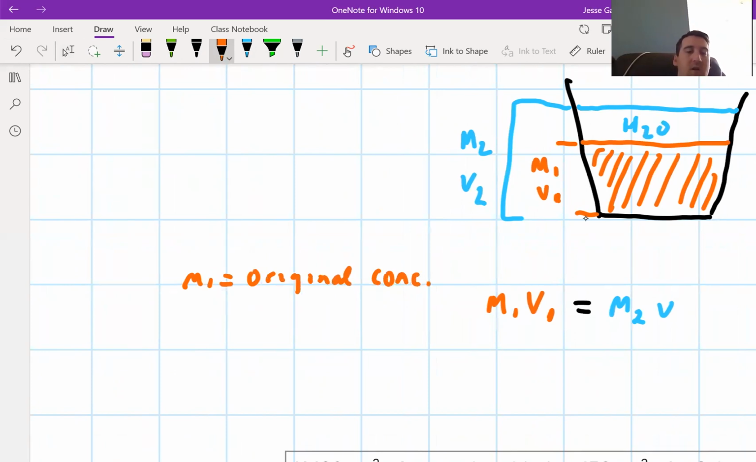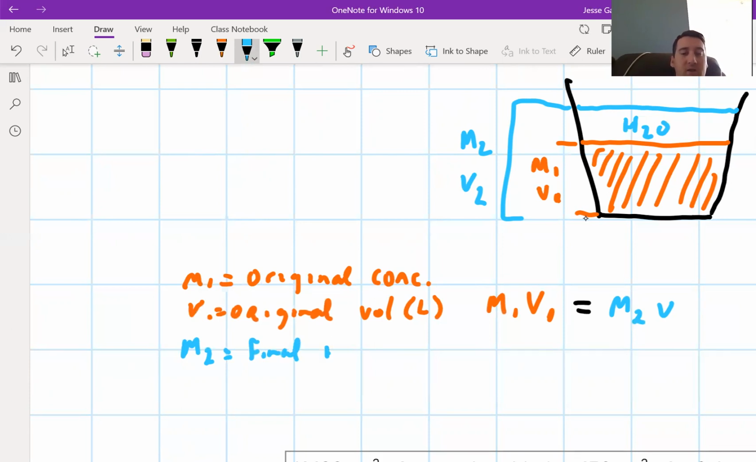M1 is the original concentration, usually in moles per liter, and the volume should be in liters. M2 is the final concentration, where M stands for molarity, of course, and V2 equals the final volume.